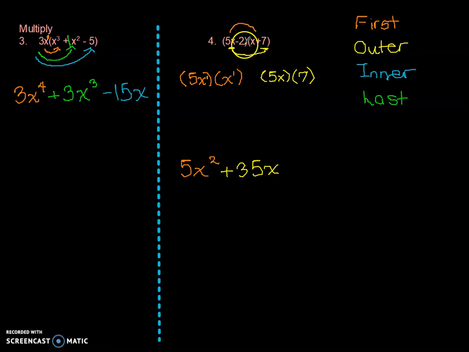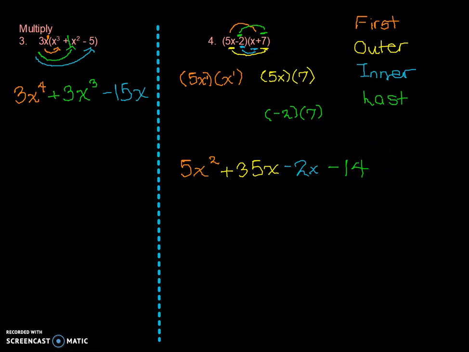Inner are the two on the inside, so I have negative 2 times x. So negative 2 times x is just negative 2x. And then last. So last, I have negative 2 times 7. So if I take negative 2 times 7, I'm going to get negative 14. Bring that down. And then from here, I just have adding and subtracting. So after you multiply using FOIL, you just have an adding and subtracting problem where you're combining like terms.